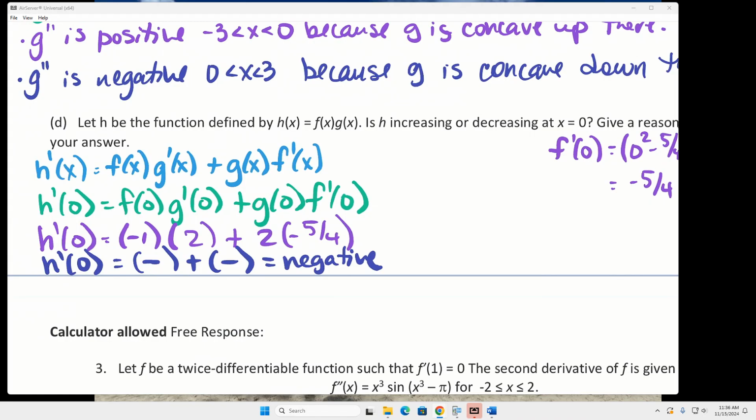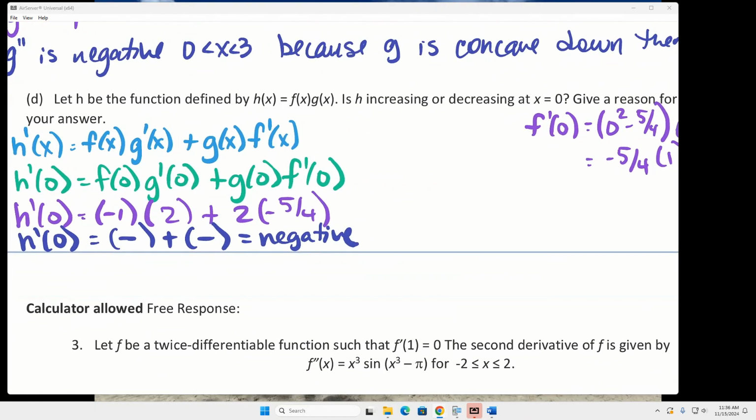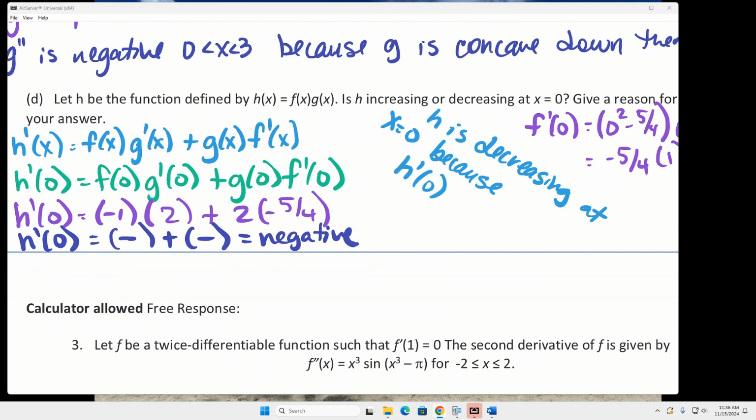All right, and then we have to give a reason for our answer, and so I'm going to squeeze this in here. So h is decreasing at x equals 0 because h prime of 0 is negative, or you can say is less than 0.